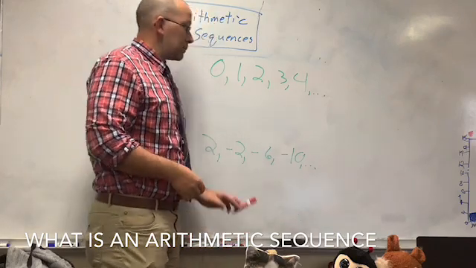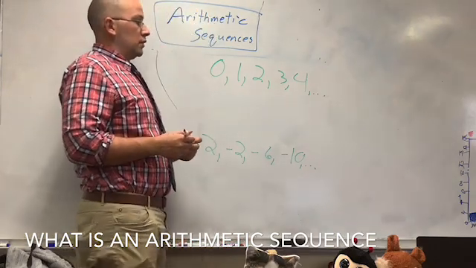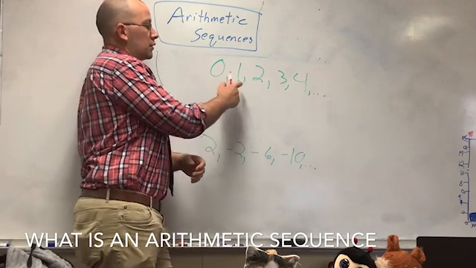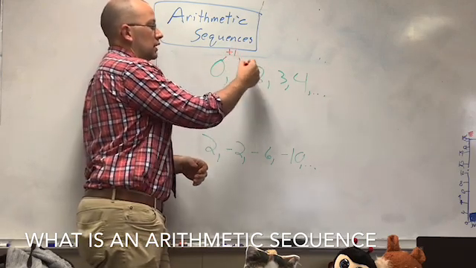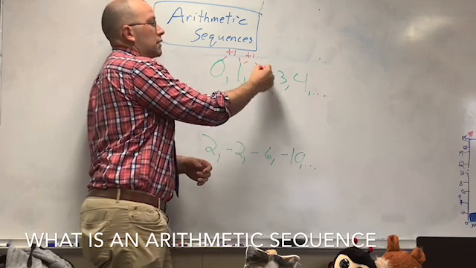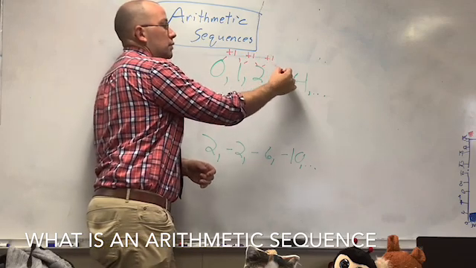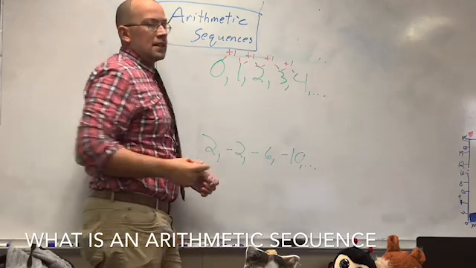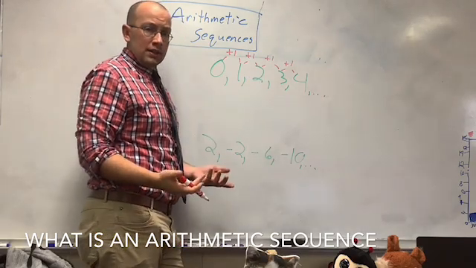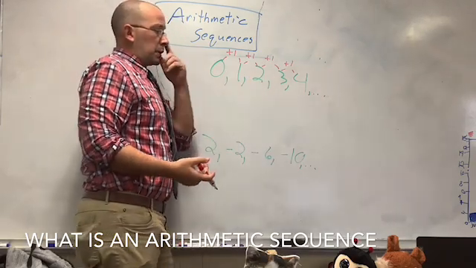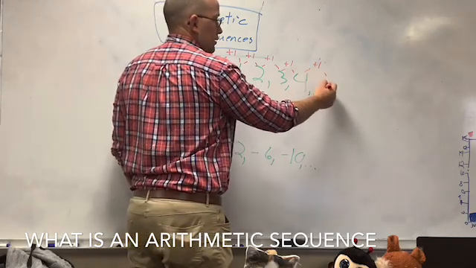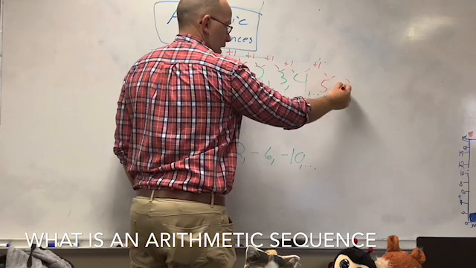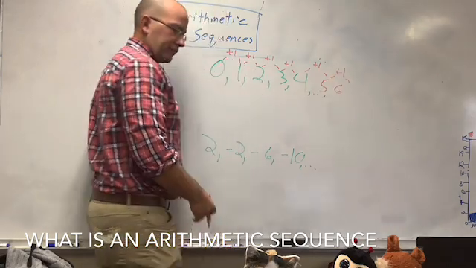So here are two examples. So I go from 0 to 1. When I go from 0 to 1, I add 1. Then 1 to 2, I add 1. 2 to 3, add 1. So it's a constant rate of change. Every time I'm adding 1. So my next one here would be 5. Then the one after that would be 6.